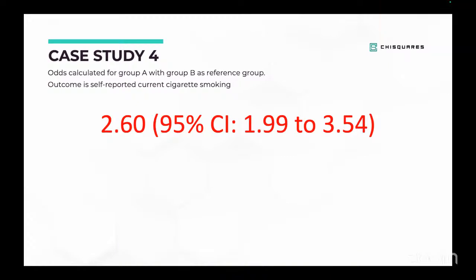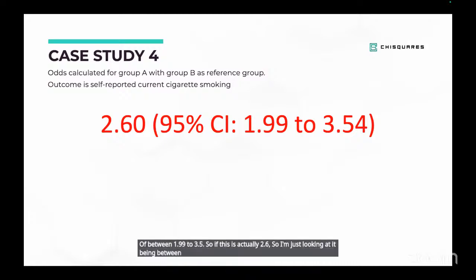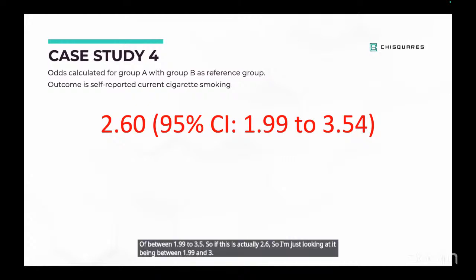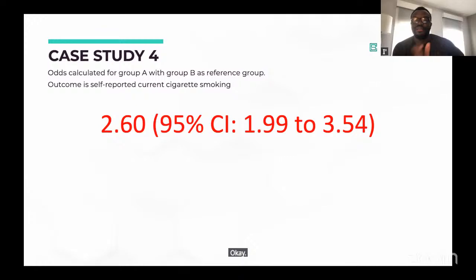Okay, so I actually look at the confidence interval of between 1.99 to 3.5. So if this is actually 2.6, I'm just looking at it being between 1.99 and 3.54. I don't know if I'm correct. Yeah. No, you're not correct. You're correct the first one, but not when we want to express it as a percentage.